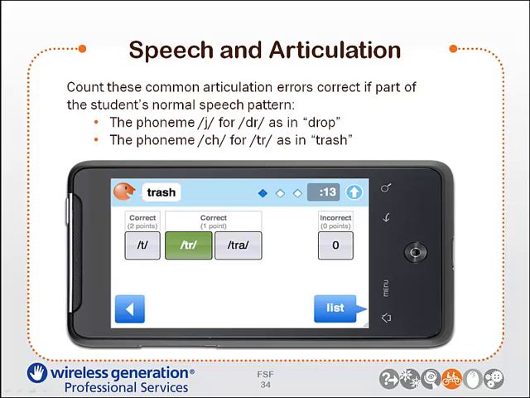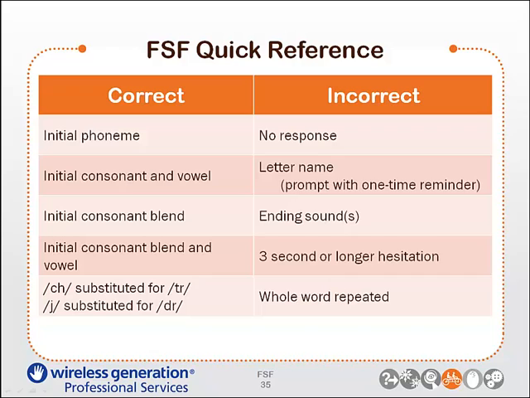Now for speech and articulation, you're going to count common articulation errors correct if part of the student's normal speech pattern, just like we said earlier. If it's something they commonly do in the classroom and you know that is how they say that particular sound, then that can be counted as correct, and it shows you some examples there on the screen. We do not penalize a student who typically makes these substitutions in everyday speech. Here are some quick references for correct and incorrect procedure as far as FSF assessment goes.